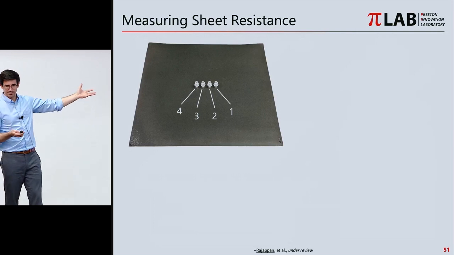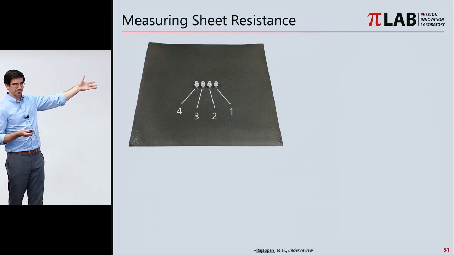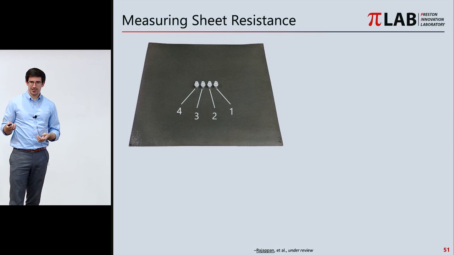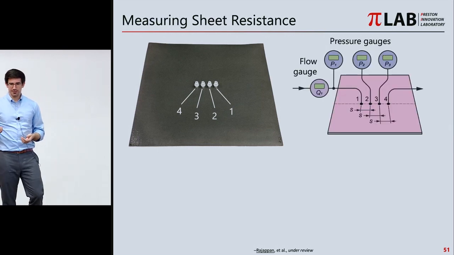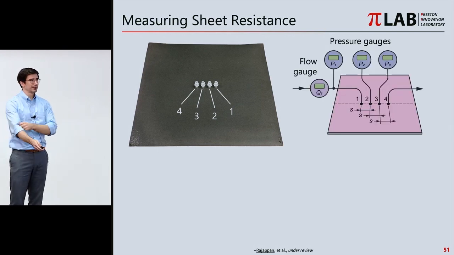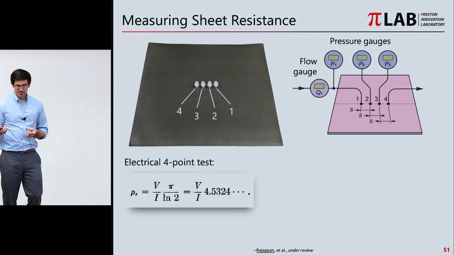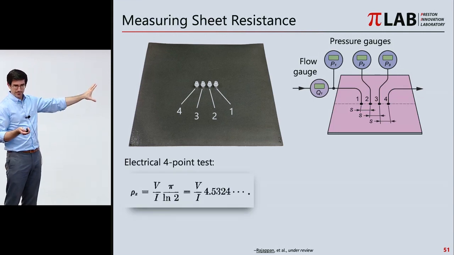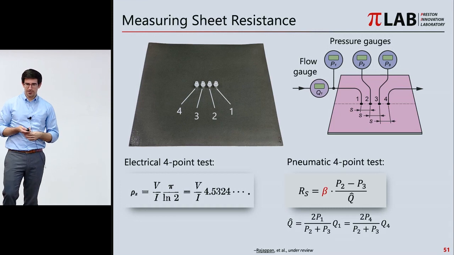And so here's a big sheet of open cell foam, the flexible foam. We've built the same system to measure the sheet resistance here, and we use some pressure gauges as well as a flow meter to do this experiment. We know that the equation for the four-point probe looks like this. Our equation looks like this.